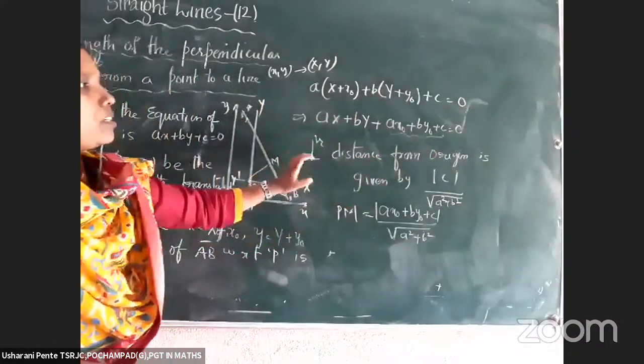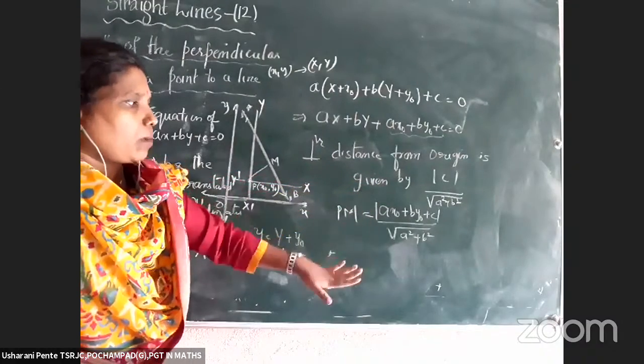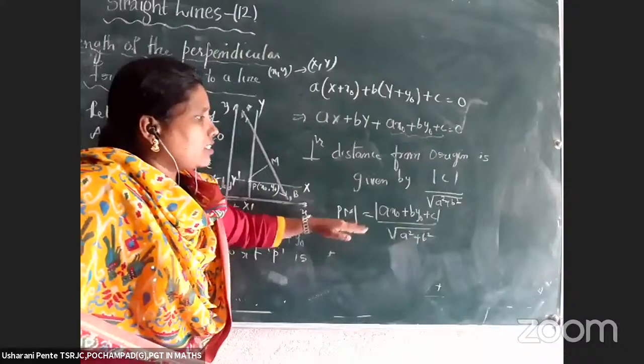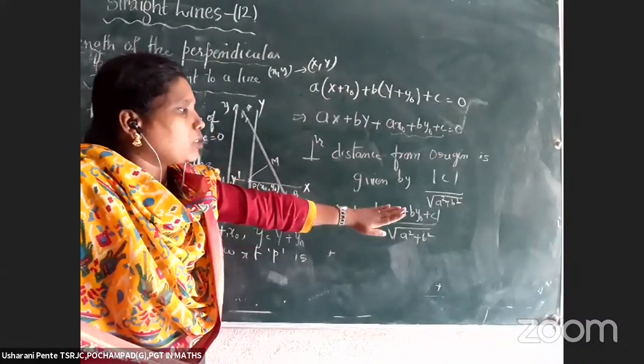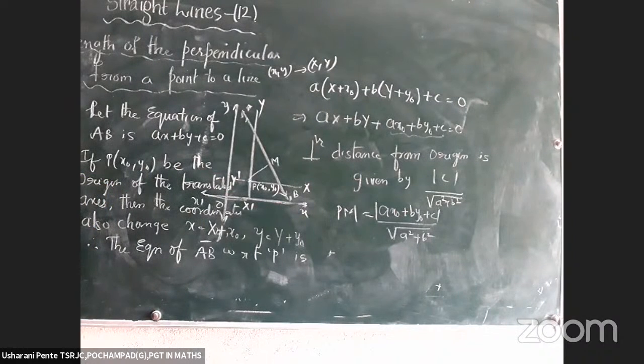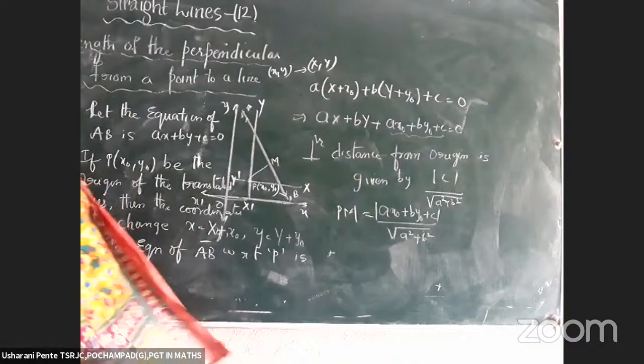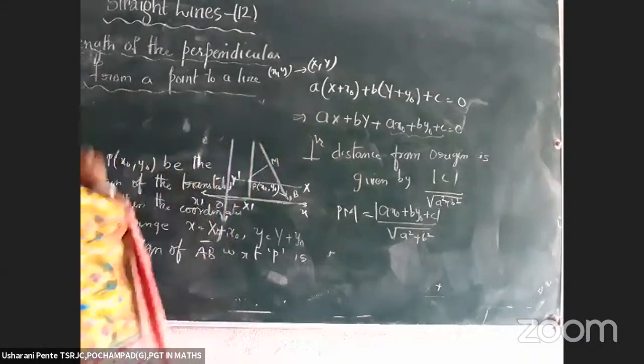We know that the perpendicular distance from the origin is given by mod C by under root of A square plus B square. Therefore, the perpendicular distance is equal to mod of Ax0 + By0 + C by under root of A square plus B square. This is how we will find the length of the perpendicular from a point to a line.